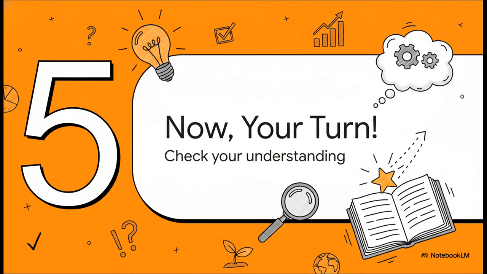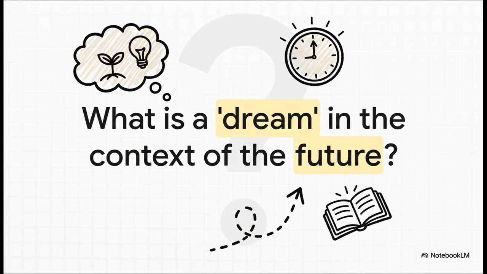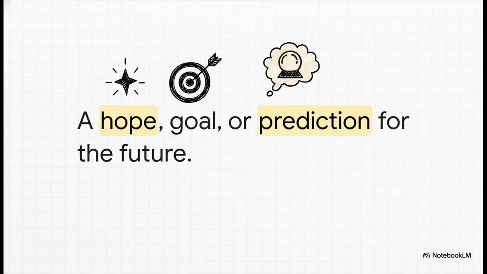So how about we see what you've learned? Just a few quick questions to make sure it all sticks. Question number 1. Think all the way back to the beginning. Remember, we're not talking about the kind of dreams you have when you're asleep. Yep, that's it. It's all about our hopes, our goals, what we think is going to happen. It's that active, forward-looking kind of dreaming.